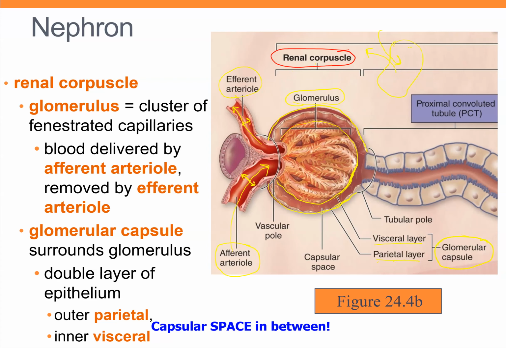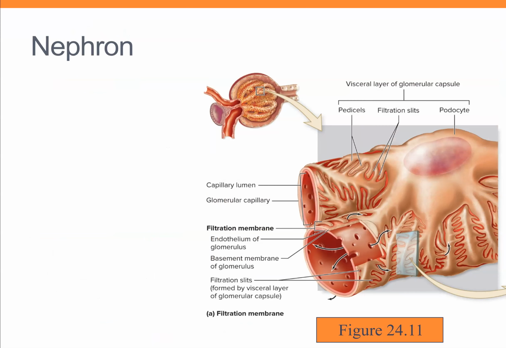So again, outer parietal and inner visceral. And what you're left with in between is a space, just like we saw in those serous membranes. So this region in here is space, and it's called the capsular space. You do not need to know the poles. So that's the renal corpuscle, the structure of it.